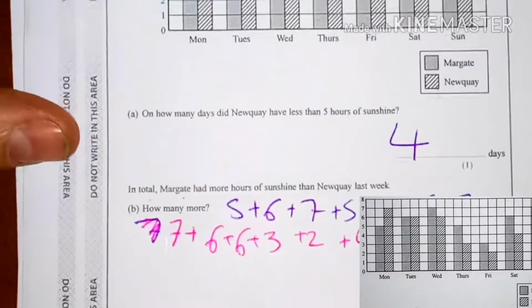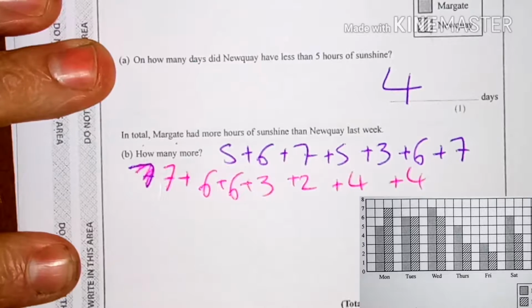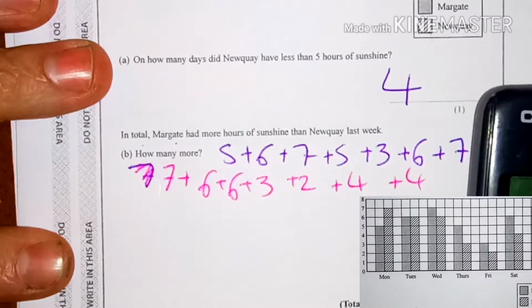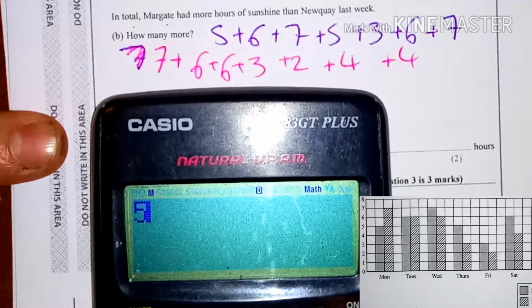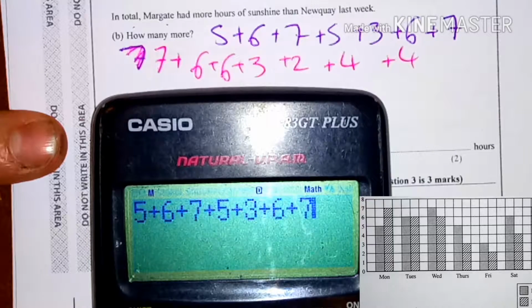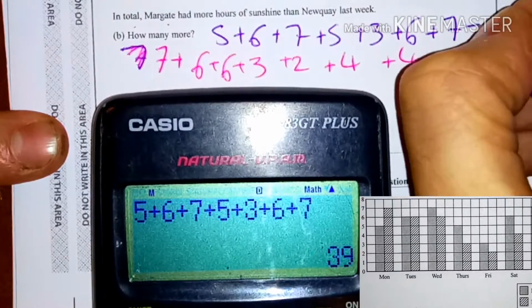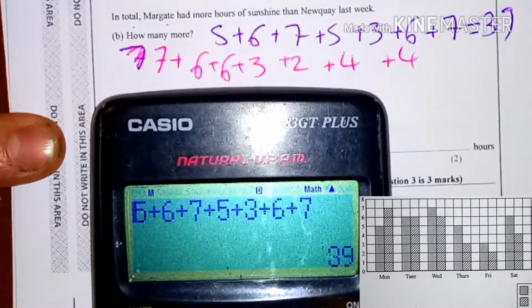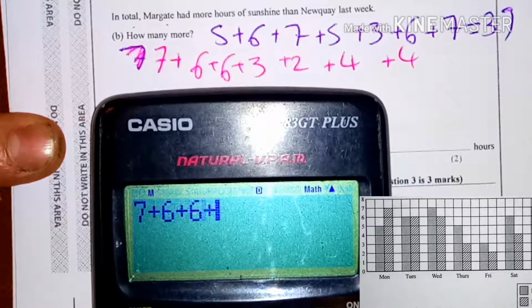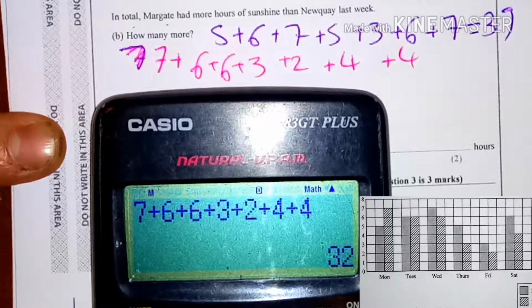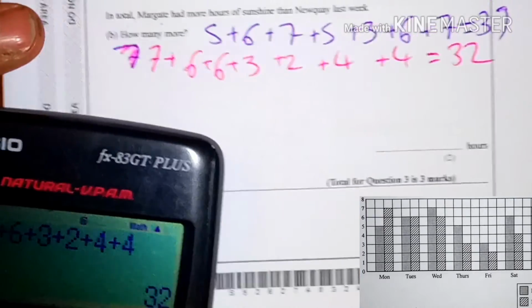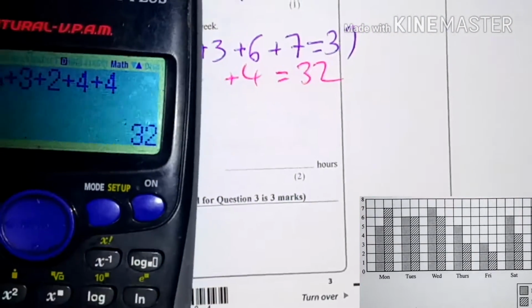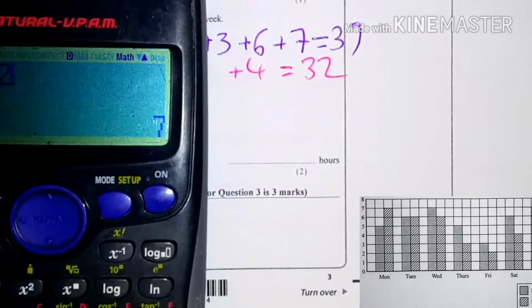Okay, here's all my numbers here. This is a calculator paper, so I'm just going to use my calculator to add all these up. 5 plus 6 plus 7 plus 5 plus 3 plus 6 plus 7, which will equal 39. I'll do the same for Newquay. 7 plus 6 plus 6 plus 3 plus 2 plus 4 plus 4, which equals 32. Now I said how many more, so we just do 39 minus 32, which equals 7.